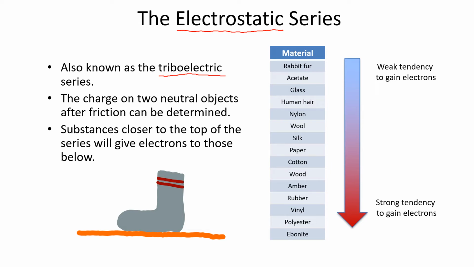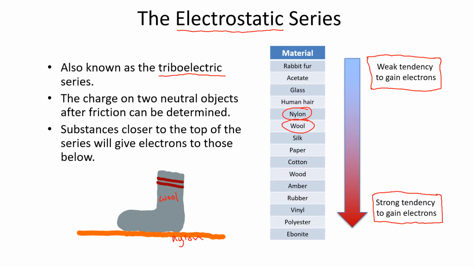Substances that have a strong hold on their electrons and tend to pull electrons away from other things will be at the bottom of the list, and the ones that tend to release their electrons and lose them will tend to be at the top of the list. So if we have, say, a wool sock and a nylon carpet, let's look for wool. There's wool and there's nylon. The wool is a little lower down, so it'll tend to gain electrons and probably end up negative, whereas the nylon, even though it's just a little bit higher up, will end up positive because the electrons will be transferred that way.